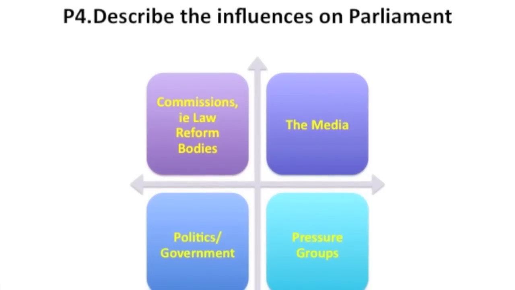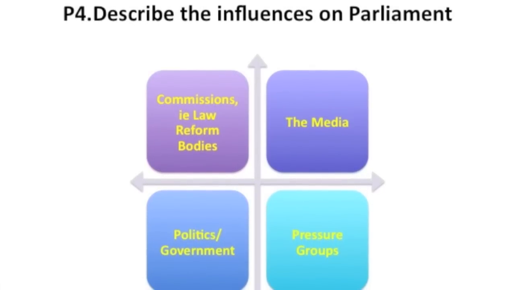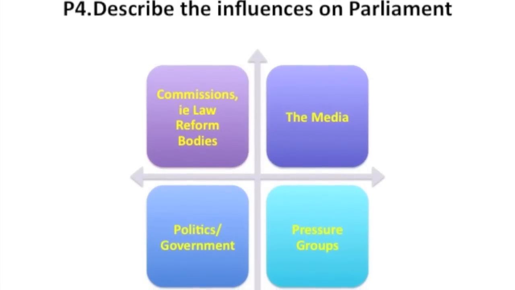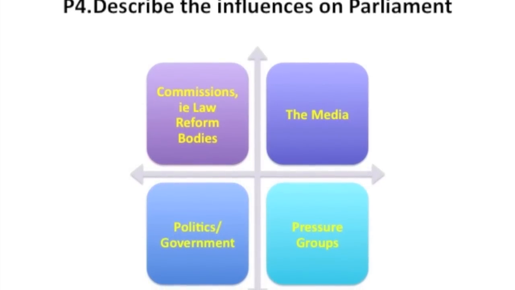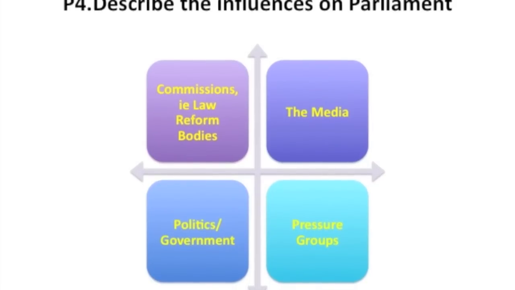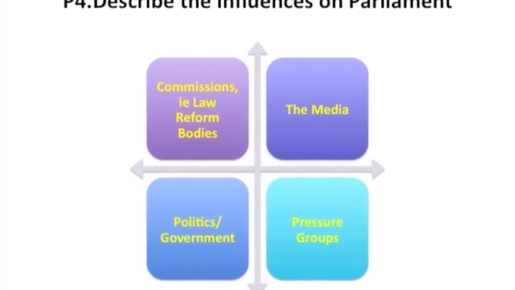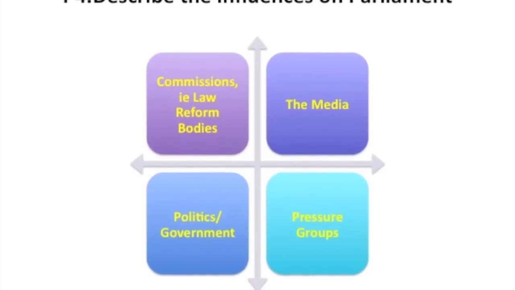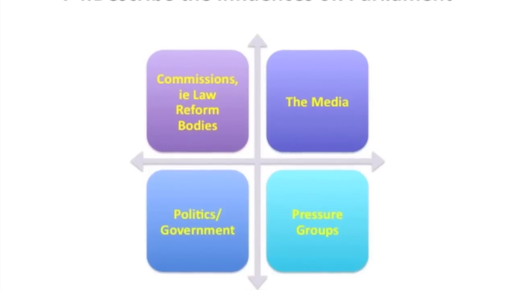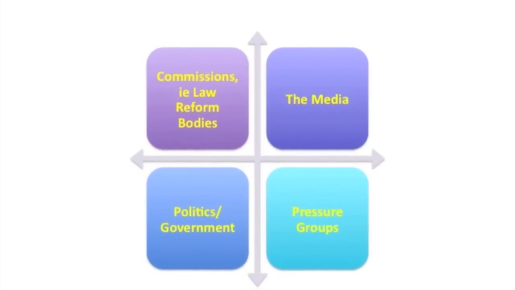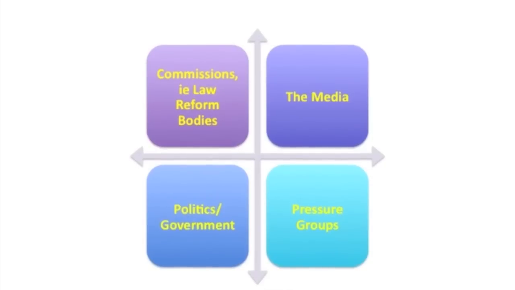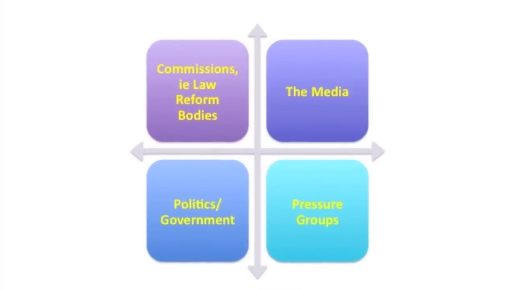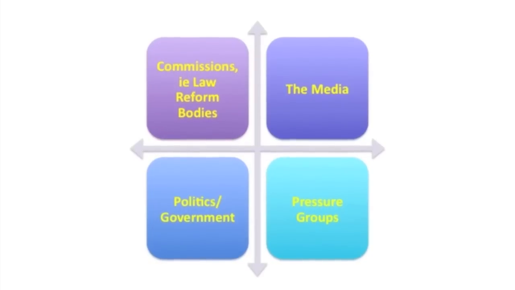For P4, you need to turn to a chapter that describes influences on Parliament, and you're very likely to find this very near to a parliamentary lawmaking chapter. What you need to cover is the influence of the media to influence lawmaking, pressure groups and how they influence lawmaking, politics and government, and commissions like law reform bodies. Again, once you sit back, pause, read through the chapter, or look online, make sure it's not an American site, you will have enough information for each of these 4 boxes.